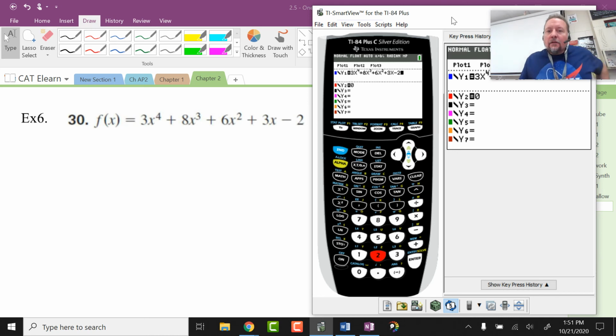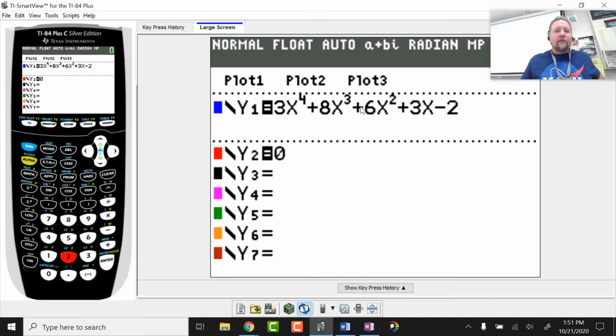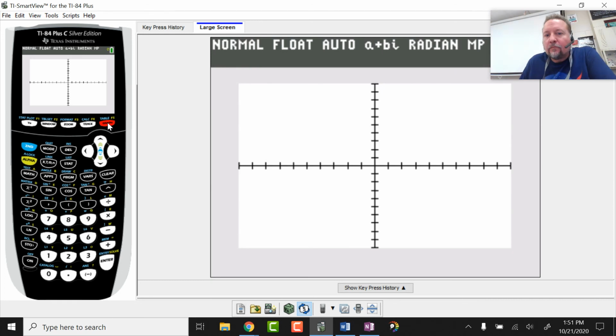Okay. 3x to the fourth plus 8x cubed plus 6x squared plus 3x minus 2. Just want to double check that I did that right. And if you didn't get a chance to write that down, there it is in big format. Okay, then do look at this. Ooh, I had that y2 equals 0, which will allow me to use a feature if I need it. Okay, so we're waiting for a sec. Here we go, graph. Let's see what we get here. Wow, this is lightning fast. Oh, there we go.